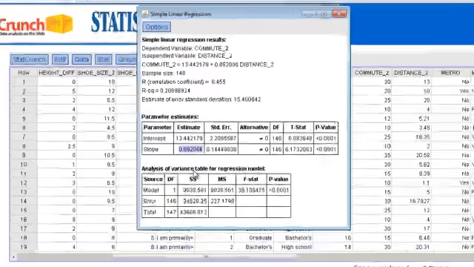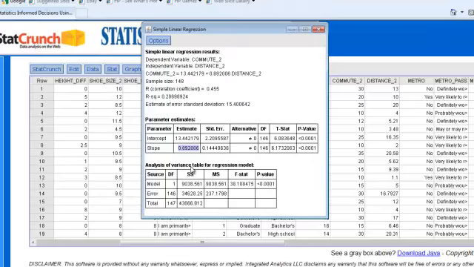Now, in our next video, we'll use our regression model for prediction, predicting new values for the y variable given some particular values for x.